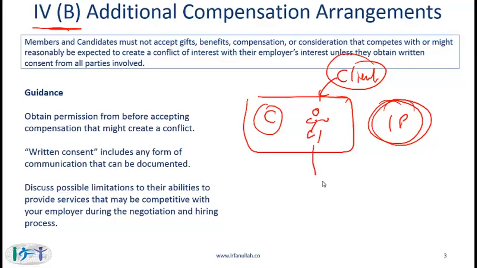Another example would be that you use a particular brokerage firm, and this brokerage firm also wants to compensate you so that you keep sending them business. While this is questionable and something that we've discussed as part of some of the other standards, just to understand, these are the sorts of additional compensation arrangements that are being talked about in Standard 4B. Independent practice was discussed in Standard 4A.